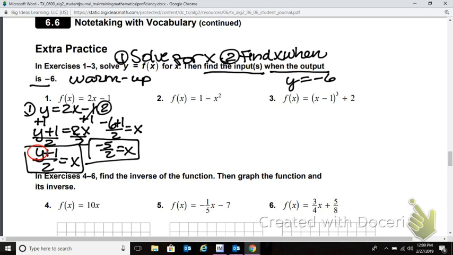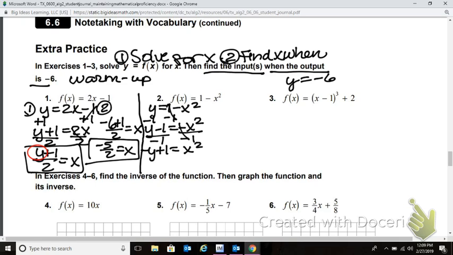All right, number 2, same thing. y equals 1 minus x squared. So let me draw a little line here. So we need to subtract 1 from both sides. Divide by -1. Okay, and then to get rid of that exponent, we need to take the square root of both sides. That cancels on the right. We'll get square root of -y plus 1 equals x.